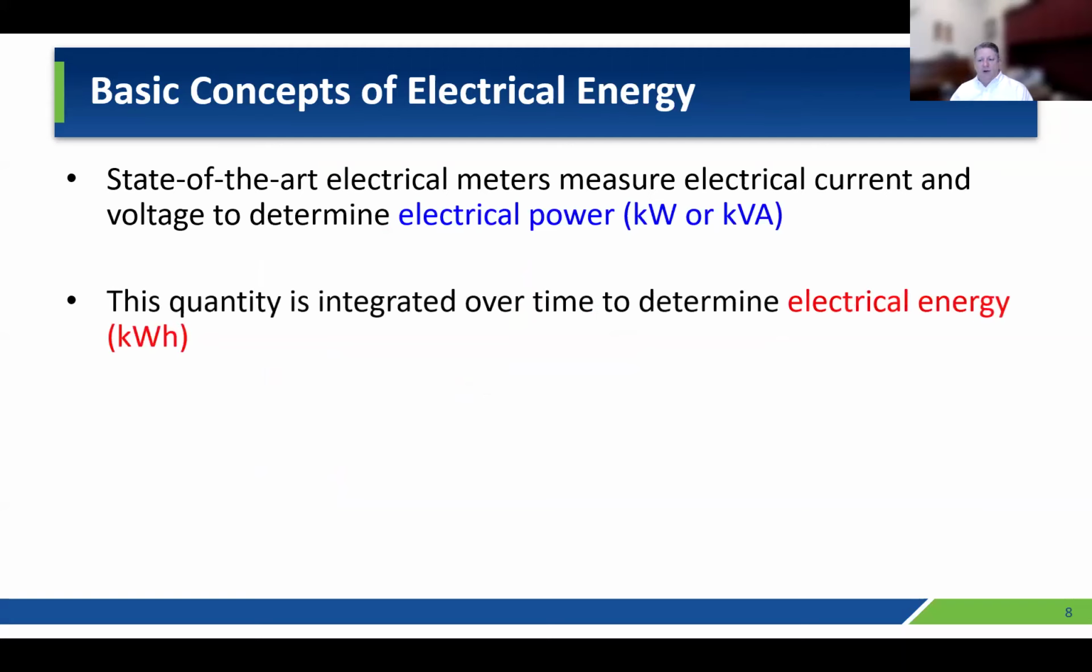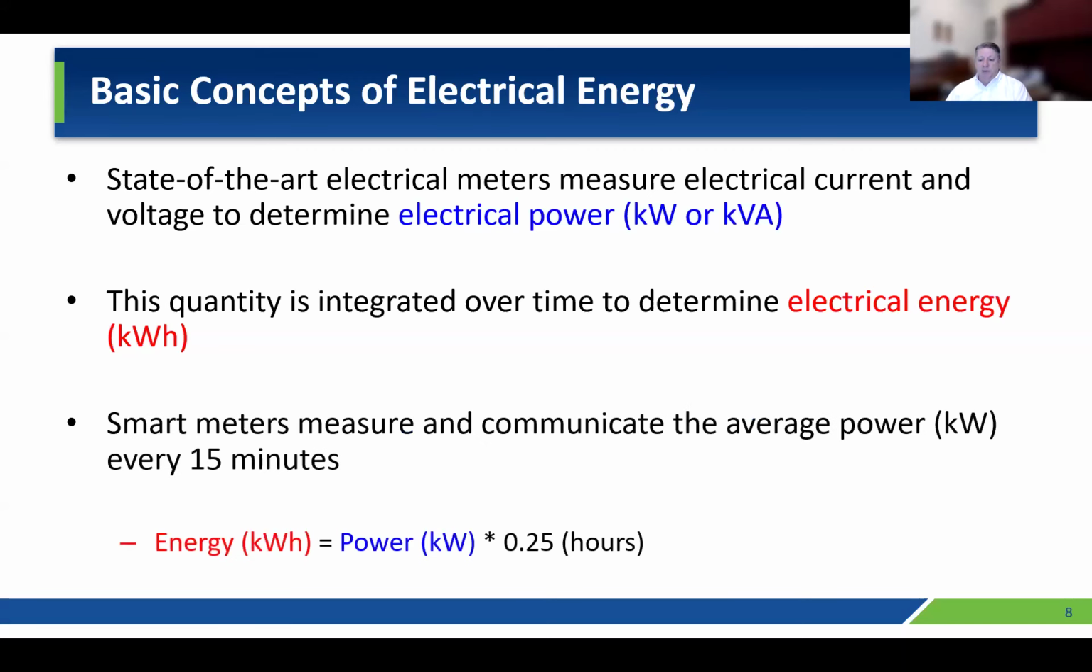This quantity is integrated over time to determine your usage, your kilowatt hour, or in other words, your energy, also sometimes called consumption. Smart meters measure and communicate the average power every 15 minutes. And so in other words, what's being communicated back to your provider is both the total kilowatt hours that you're using over the month, as well as your peak or average power draw, kilowatts, that you're using every 15 minutes during that month.